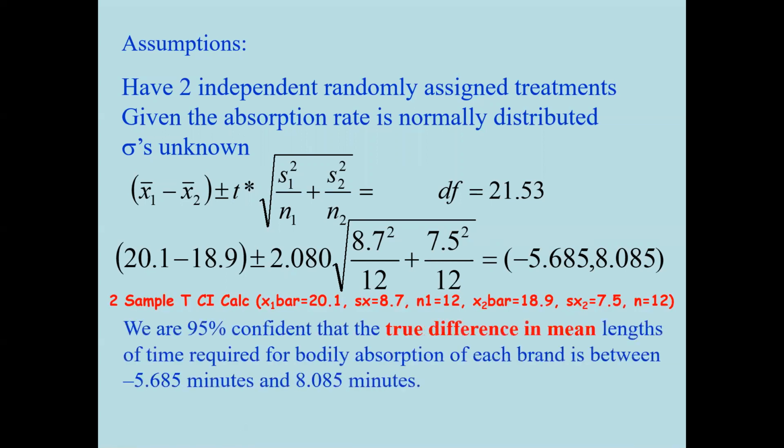So the conclusion and context, again, after you get the calculator output, you should get negative 5.6. Let's put it in a sentence. We are 95% confident that the true difference in mean lengths of time required for bodily absorption of each brand is between negative 5.685 and 8.085 minutes. Okay, so all steps must be there for full credit.